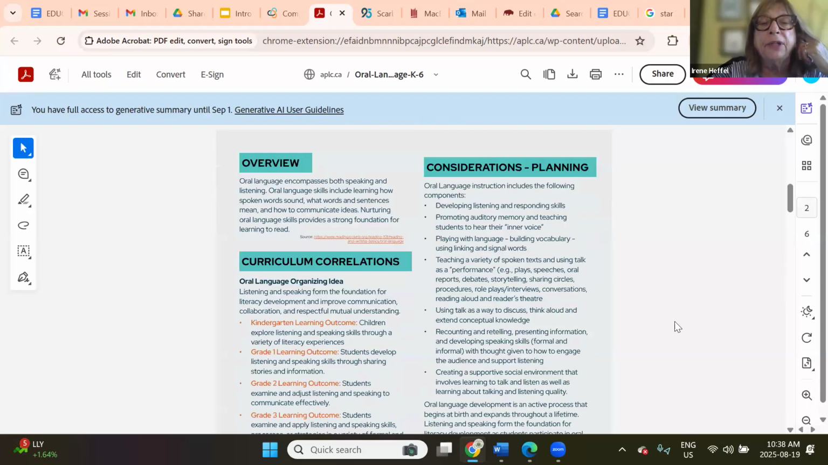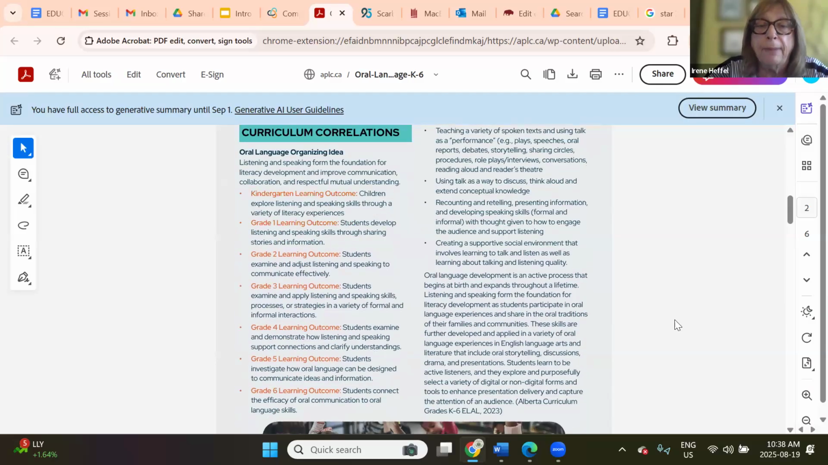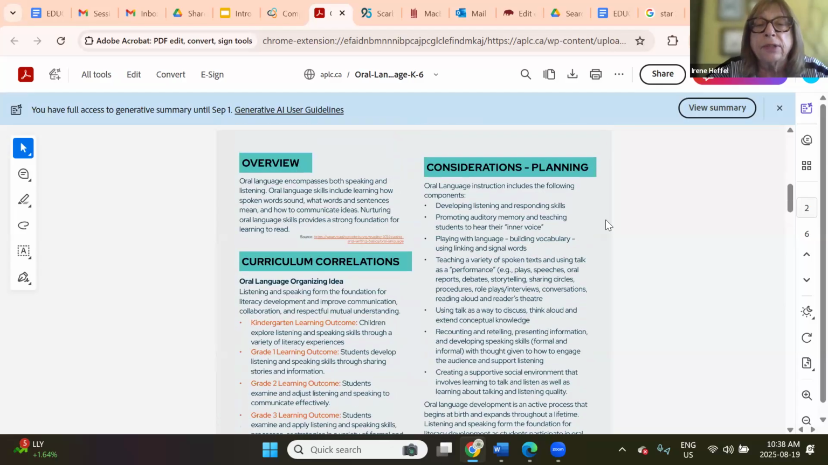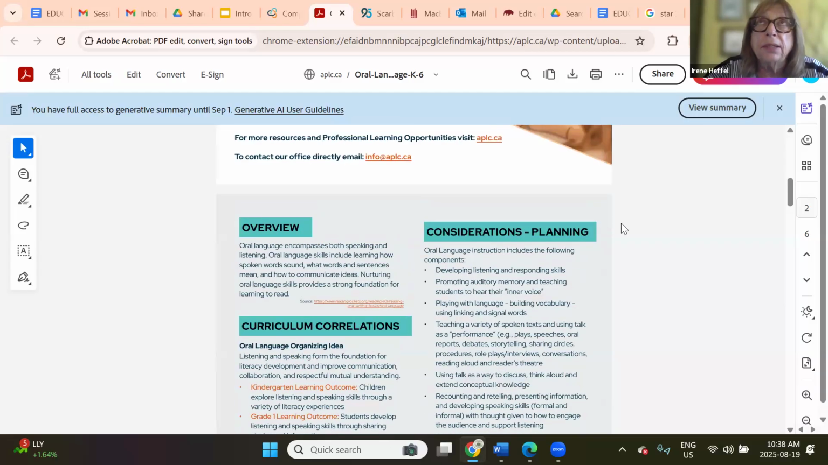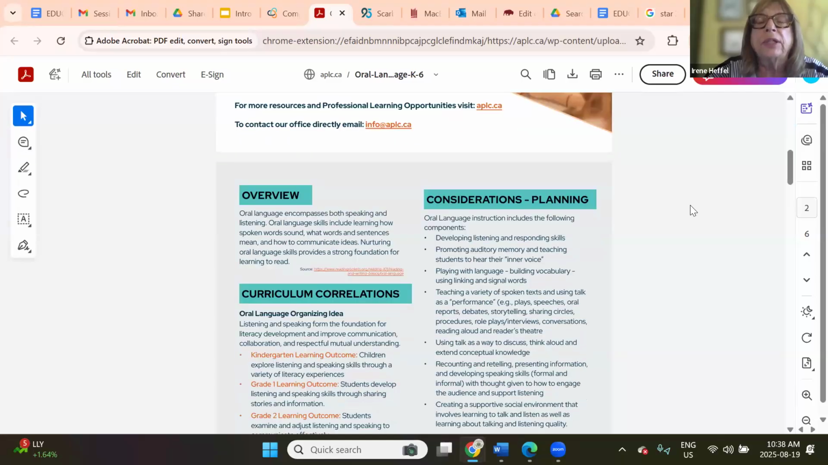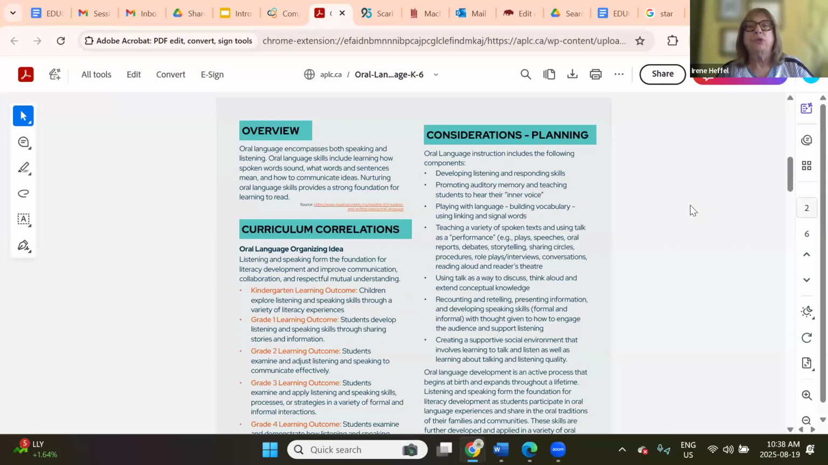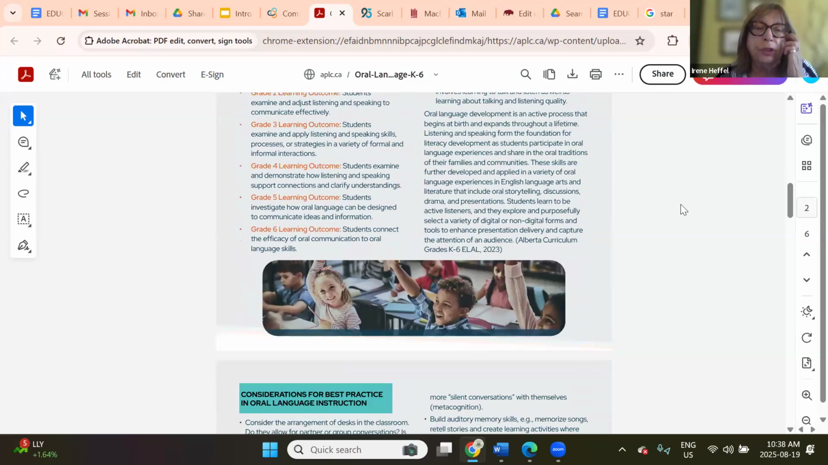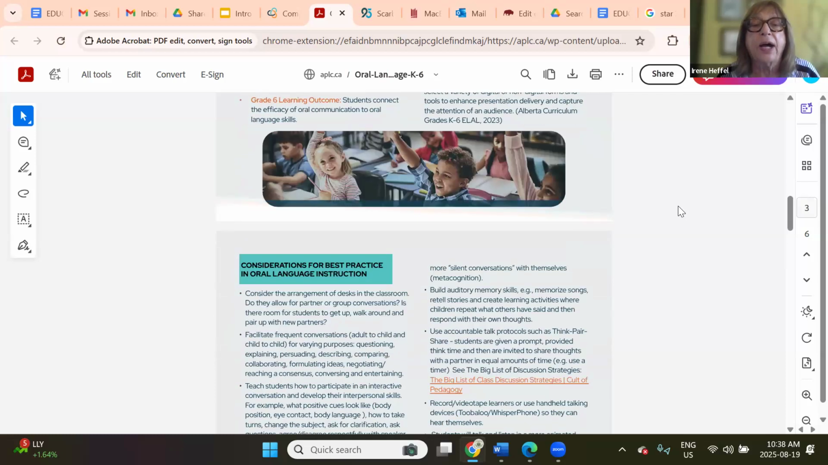Of course, we have an overview of what oral language is, definitely curriculum correlations from the program of studies. If we go back up to the considerations, this provides us with instruction. What do we need to consider in planning to infuse oral language into our literacy work? And so these are some of the suggestions that you would want to have a look at in terms of that.